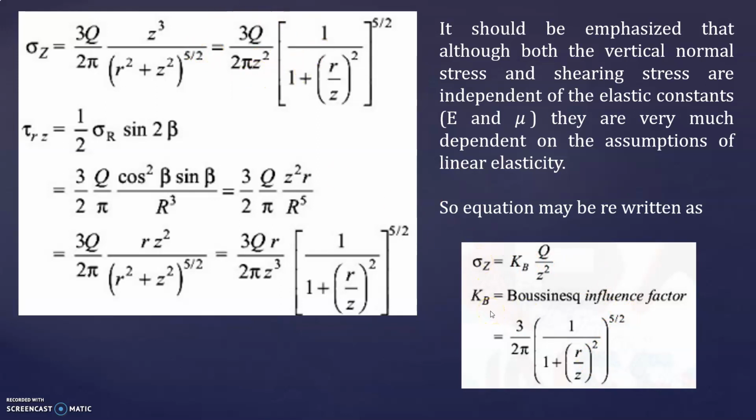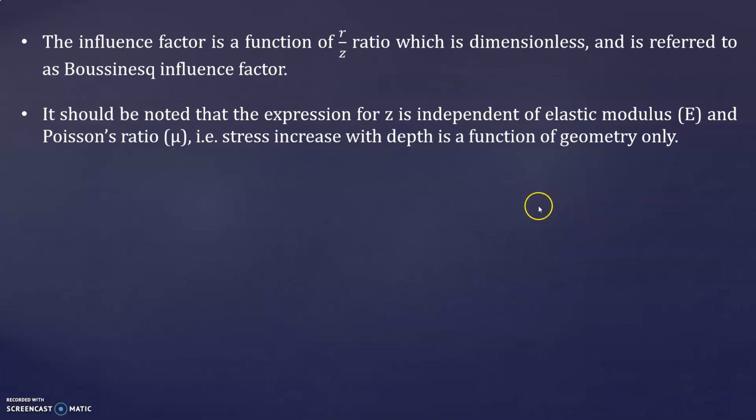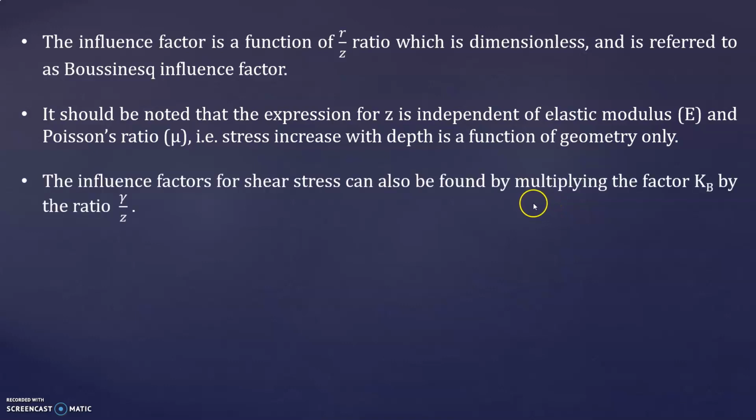Okay, so this is the equation simplified in this equation. I have written in terms of Kb. Kb is nothing but the Boussinesq influence factor. So you can use either this equation or this equation. Anything is fine. Now, this influence factor is a function of the r divided by z ratio, which is dimensionless and is referred to as the Boussinesq influence factor.